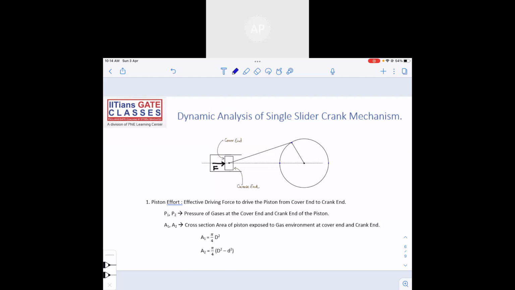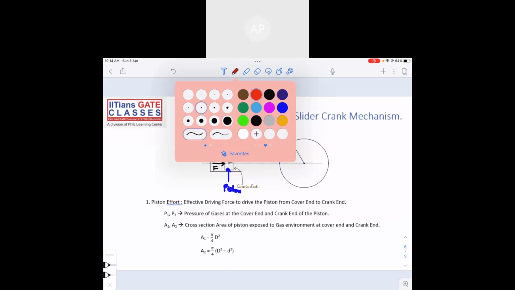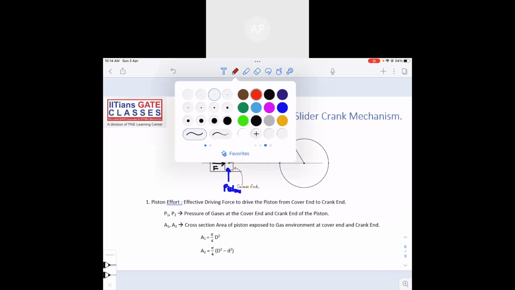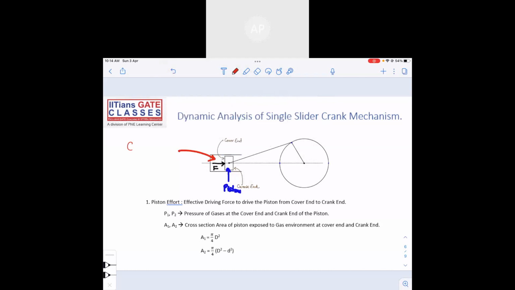This is the piston, isn't it? So what is happening here? If this is the IC engine, combustion is happening here. Because of the combustion, the pressure of the gases will rise, and because of the pressure of the gases there will be a force on the piston. As you can see, there is a force on the piston.